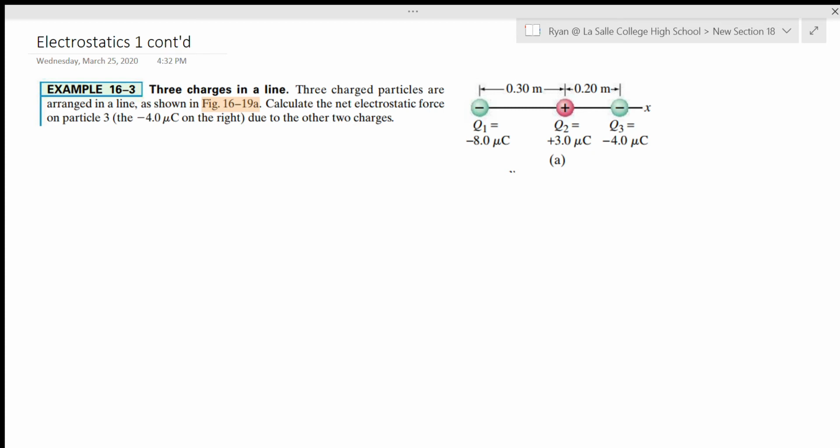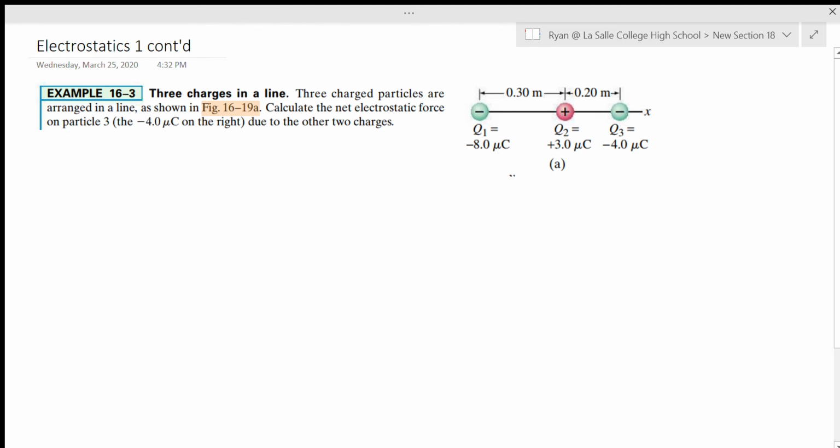Hopefully you have a question that's somewhat like this. And you should be able to see my OneNote. That's the diagram that I'm using. Yours will be different, right? So there's three charged particles in a line, so it's one-dimensional. And ultimately, in this one, I'm being asked, find the net force that's on the charge on the right. So this charge over here.